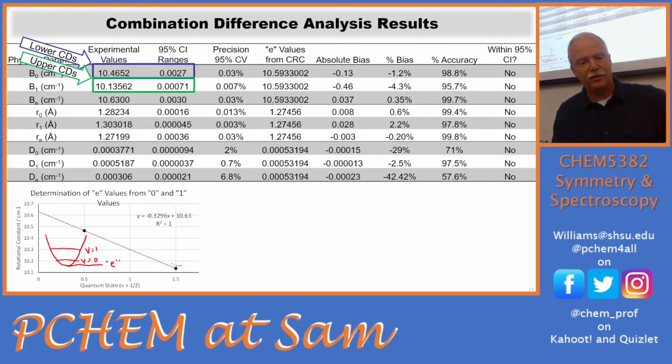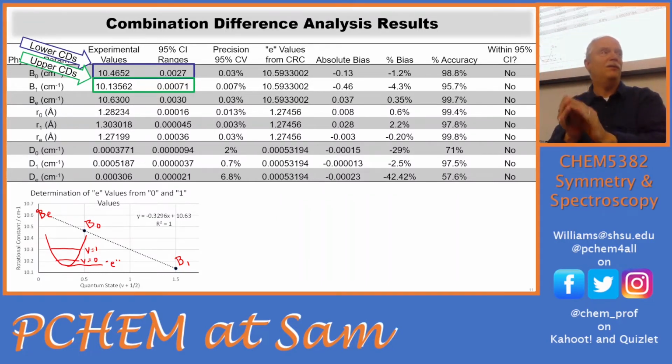Here's our B value. So this is B1, this is B0, and I'm extrapolating down in energy. See, this is quantum state, V plus a half. And I'm just extrapolating down to 0, which would be the BE value. Does that make sense, what I'm doing? I'm just finding that y-intercept. I go from 1.5 for B1 to 0.5 for B0. I'm going down to 0 where that hits, and that would be the BE value.